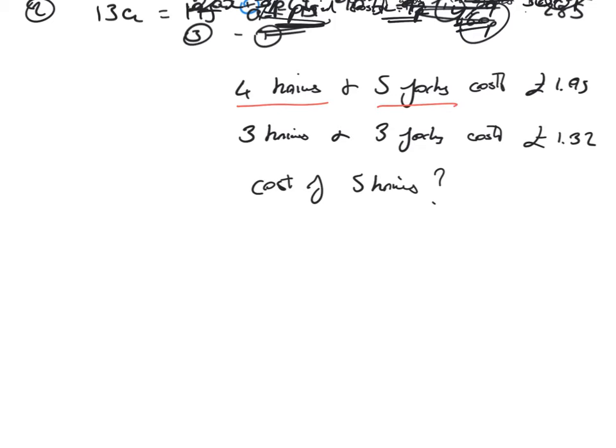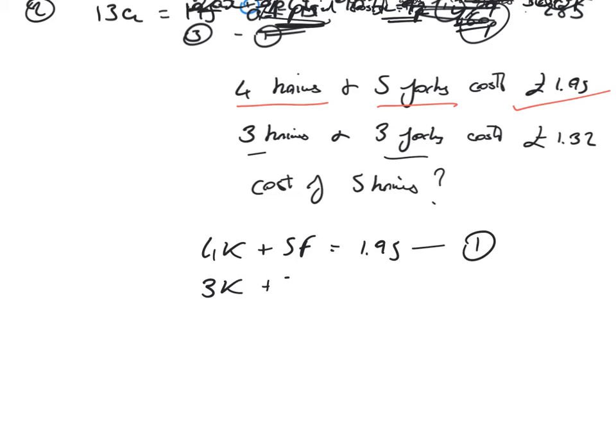4 knives, 5 forks costs £1.95. 4k plus 5f equals £1.95, equation 1. Equation 2, 3 knives and 3 forks costs £1.32, equation 2. I could change the money into pence, but I could keep it as pounds and pence, that's fine, that's what I'm going to do.